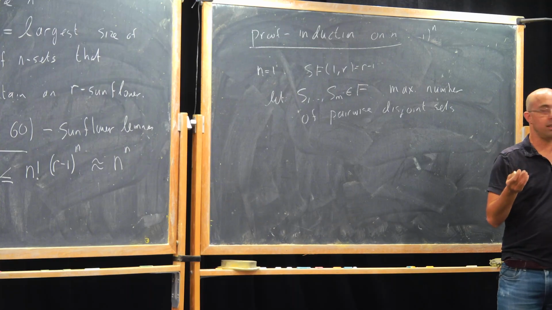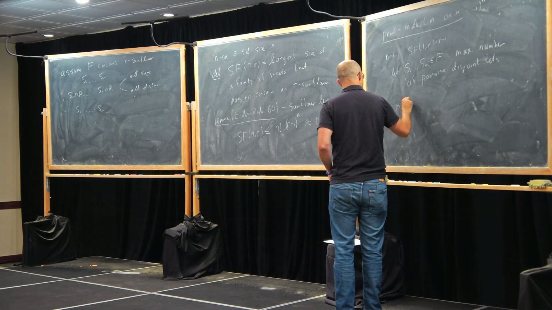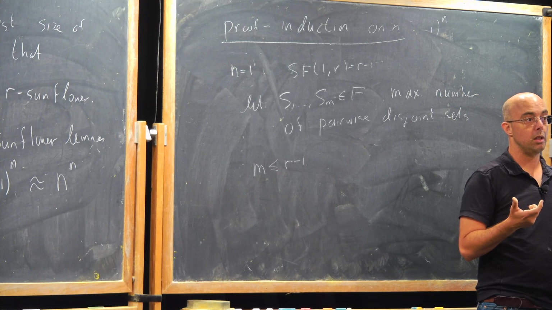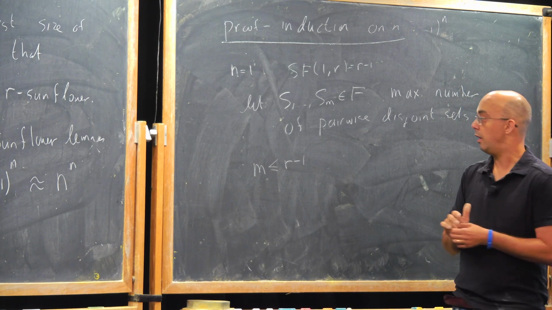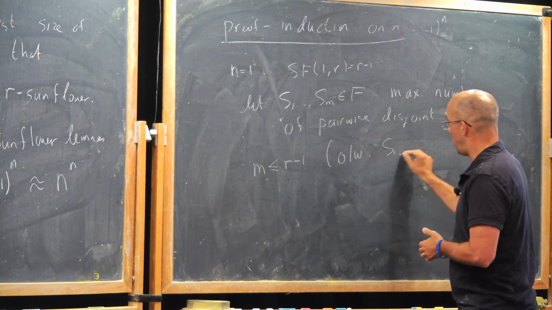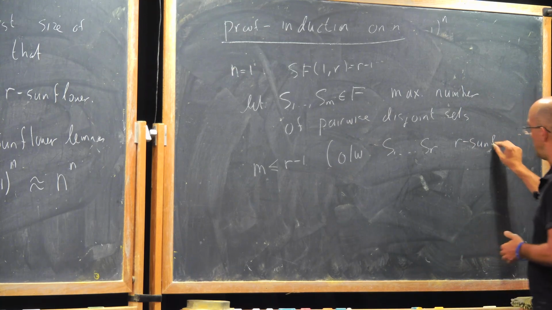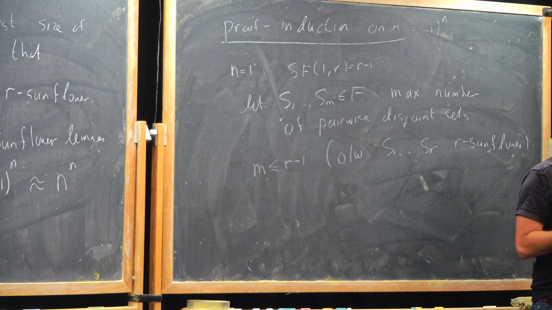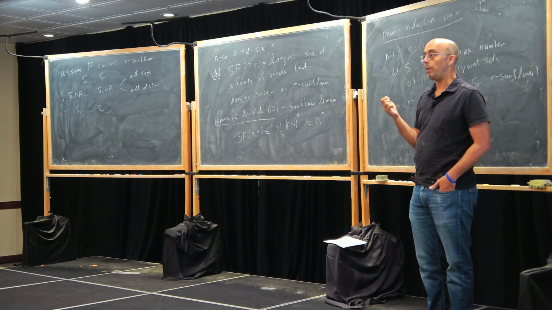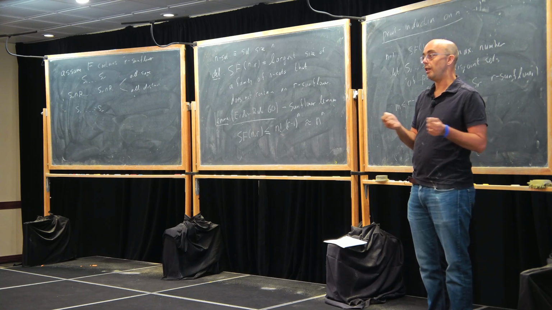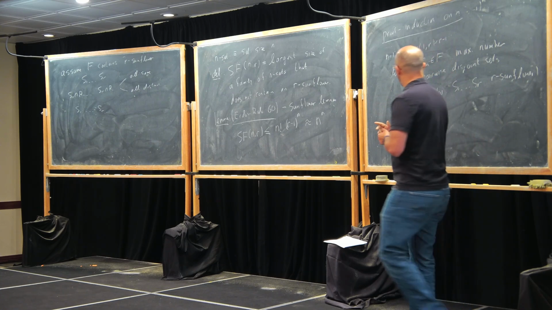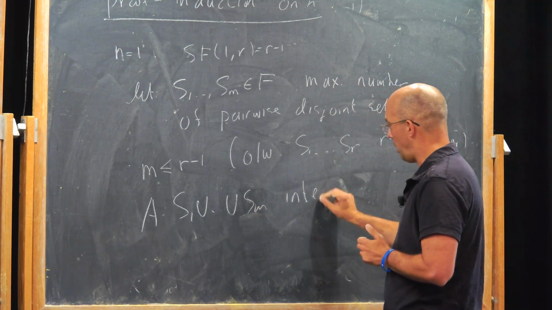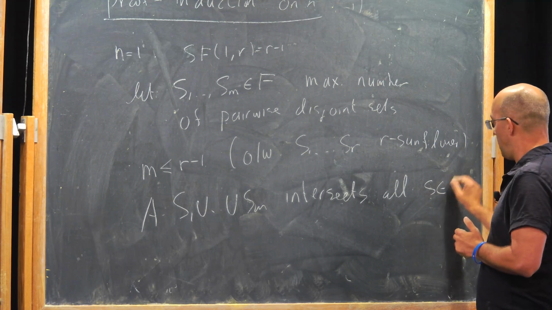So what can we say about these sets? One thing we can say is that m has to be at most R minus 1. Why? Because if I can find R pairwise disjoint sets, they form a sunflower with an empty common intersection. Otherwise, S1 up to SR form an R sunflower. So we found at most R minus 1 sets that no other set can be disjoint from all of them. This means that every set in my family must intersect the union. So if I take A to be the union of these sets, then this intersects all sets in my family.